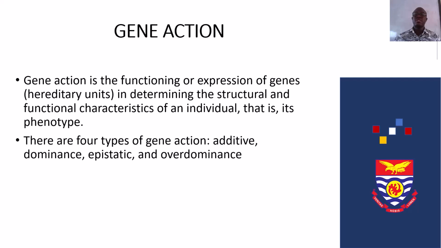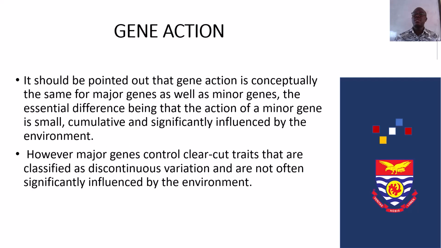There are 4 types of gene action: additive, dominance, epistatic, and overdominance. It should be pointed out that gene action is conceptually the same for major genes as well as minor genes. The essential difference is that the action of a minor gene is small, cumulative, and significantly influenced by the environment. However, major genes control clear-cut traits that are classified as discontinuous variation and are not often significantly influenced by the environment.